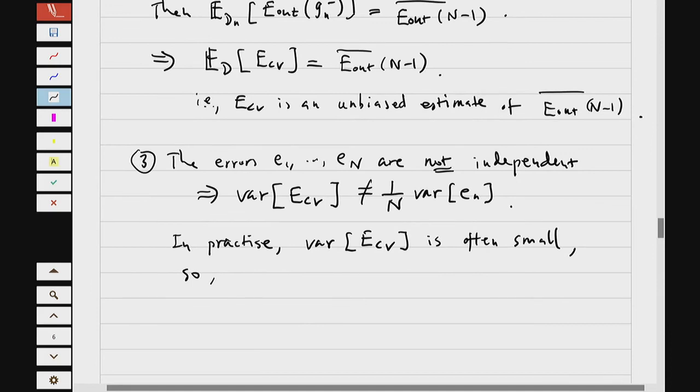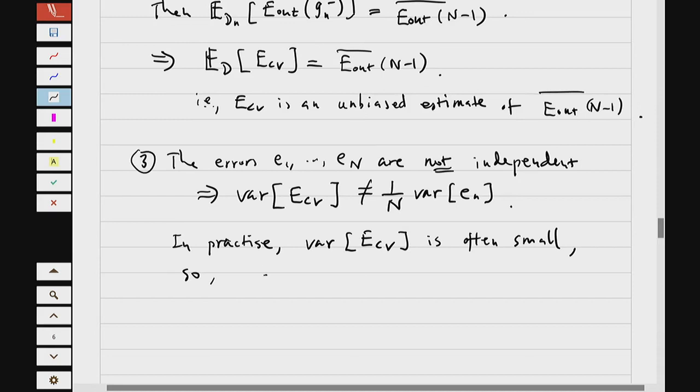This ECV, we are looking at it as a random variable, right? The ECV is a random variable that serves as an estimation for the test error, which is E_out of n minus 1. We say that the expected value equals that, and then the variance is small. That means this random variable is approximately equal to that constant. Yeah, so which is good.